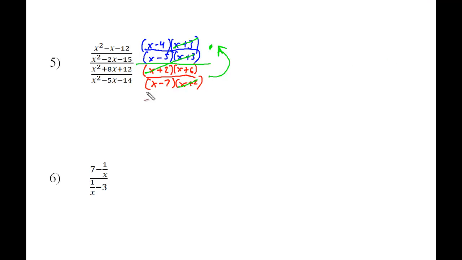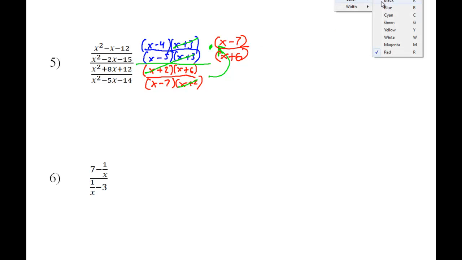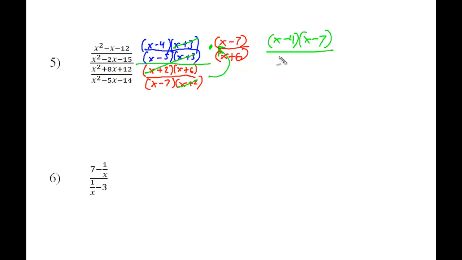Well, my x plus 6 is now going to be on the bottom, so here's my x plus 6. And my x minus 7 is going to be on top. And so my answer is really just that. My answer, numerator wise, is going to be x minus 4, x minus 7. And my denominator is going to be x minus 5 and x plus 6.